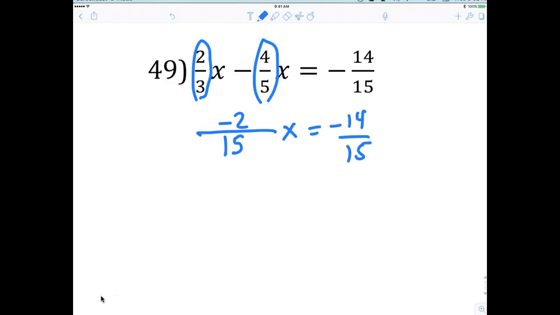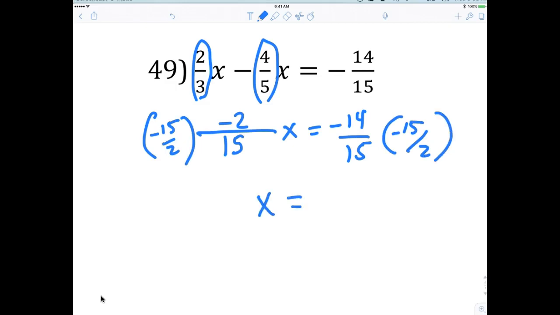Right? So we're to divide and multiply by the reciprocal. So this is -15 over 2. So x is equal to, the 15's cancel. Negative times the negative is a positive. So he's correct, 7. Pat yourself on the back, James. Very good.